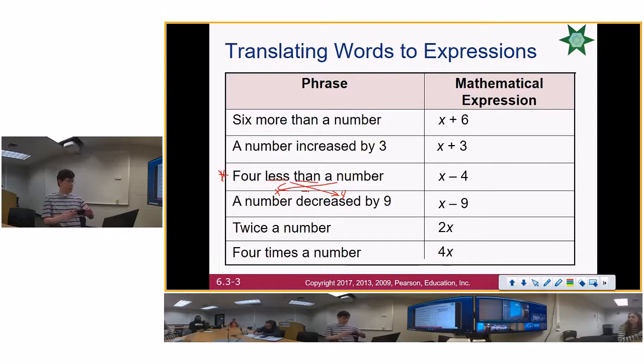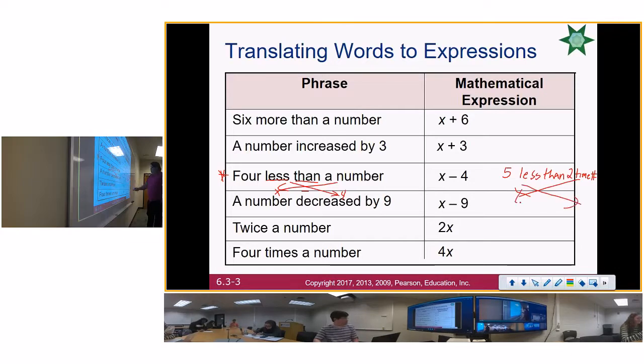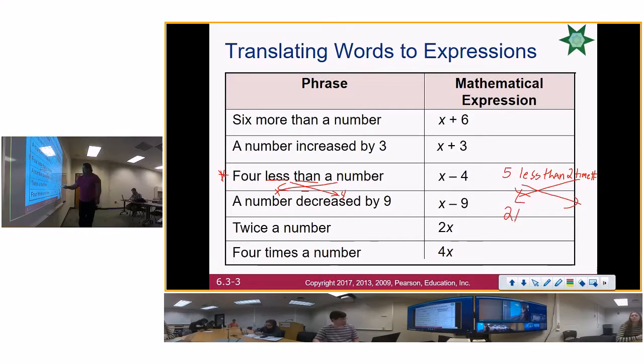Okay, so it says 5 less than 2 times a number. If it says that, you crisscross it. 2 times a number is 2x, minus 5. Whenever you have the words less than, unless you're dealing with inequalities, and right now we're not dealing with inequalities, you don't have to worry about less than. If you see less than in the 6.3 homework, you need to do the crisscross.